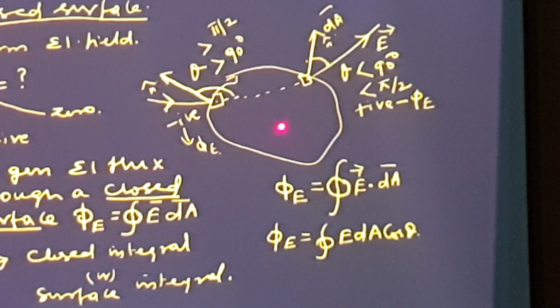That was the meaning. So we can write phi E is equal to, for this closed surface, the total flux available, the closed integral of E vector dot dA vector, or we can write the closed integral of E dA cos theta. This we call the electrical flux for the closed surface. Now we have to say that the magnitude of this electrical flux may be positive, or negative, or zero.